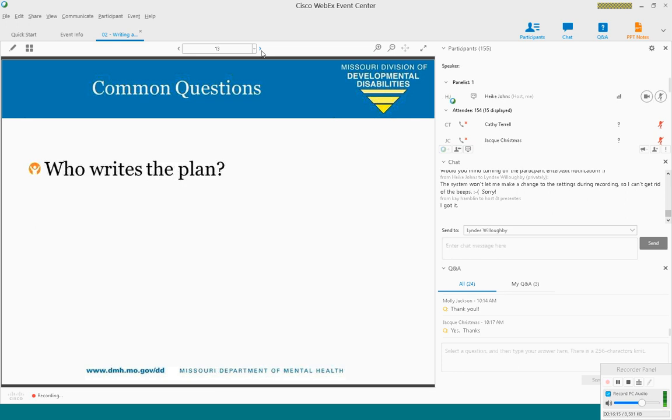So who writes the plan? The simple answer to that question is anybody. It depends on the planning team. So I would suggest just deciding ahead of time who's going to write it down. It could be the service coordinator, it could be the professional manager, it could be the behavior provider. It really doesn't matter. Anybody can write down the plan as long as somebody writes down the plan.